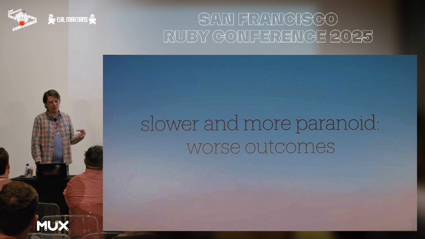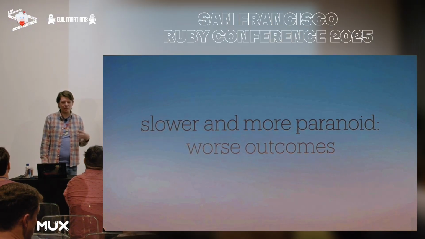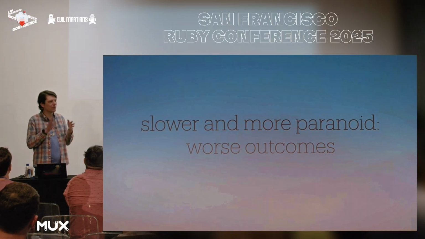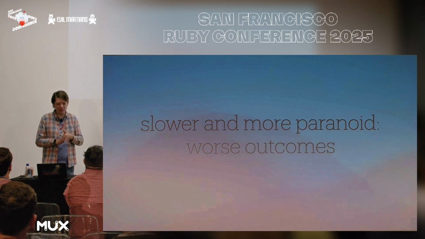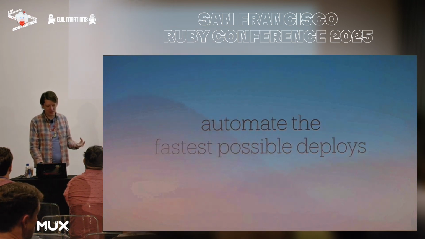So if you're already operating a large or slow application in production, the biggest advice I have is to reduce the size of each change and reduce the amount of time that it takes to get those deploys rolled out, to try and make each change as fast as you can.